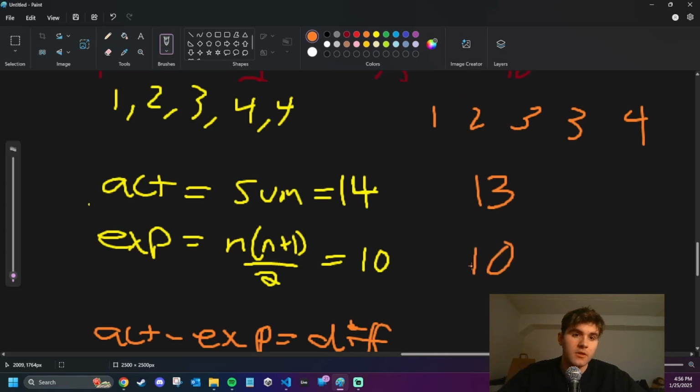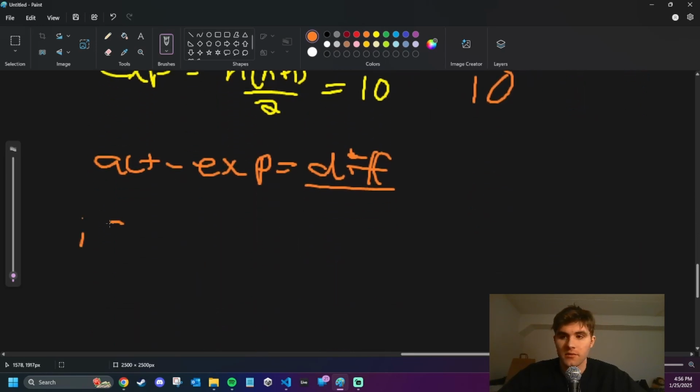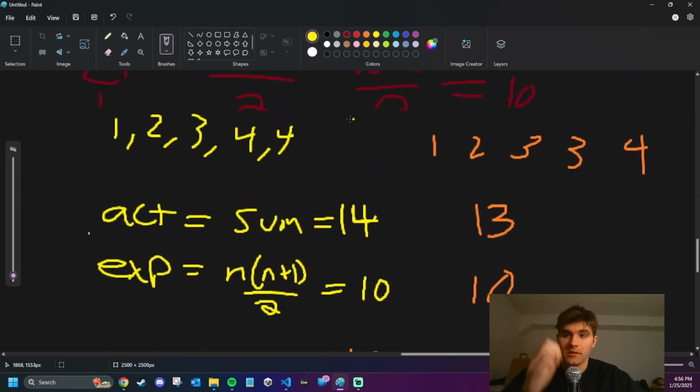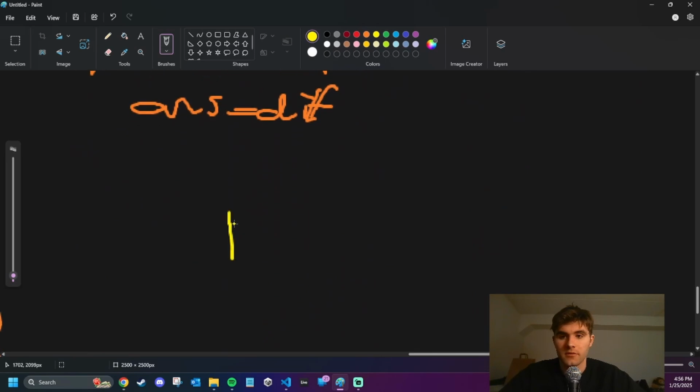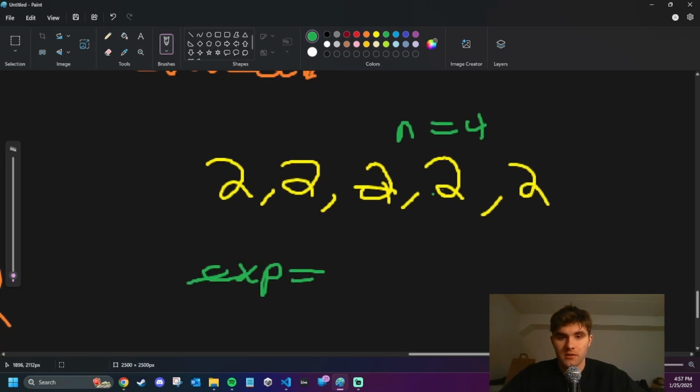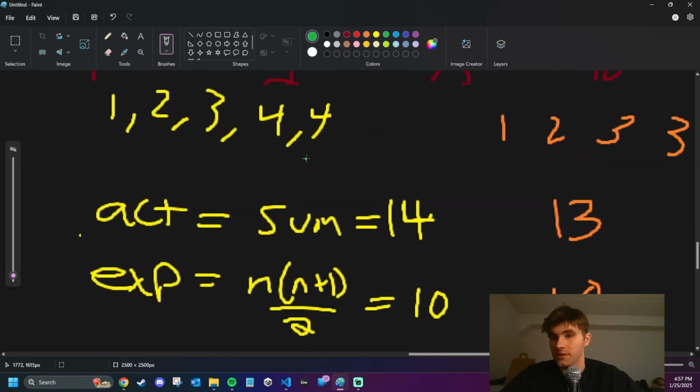So if there's one duplicate, then the answer is the difference. Now let's think about if everything's a duplicate. If you have 2, 2, 2, 2, 2, in this case n equals 4 again. So the expected, of just these numbers, is 10. And maybe I should take expected of n plus 1.